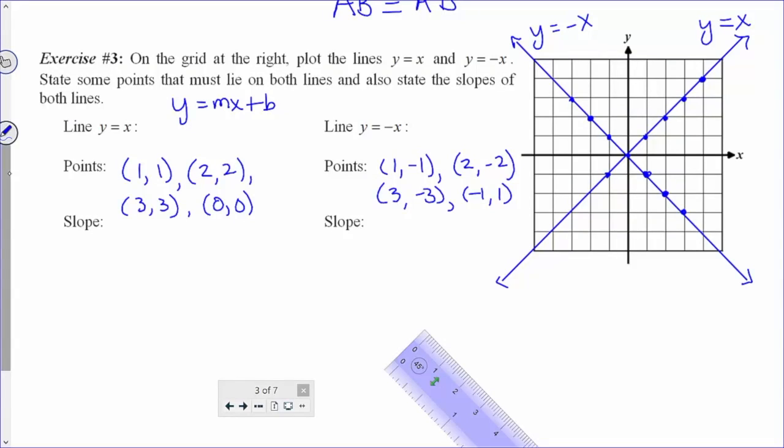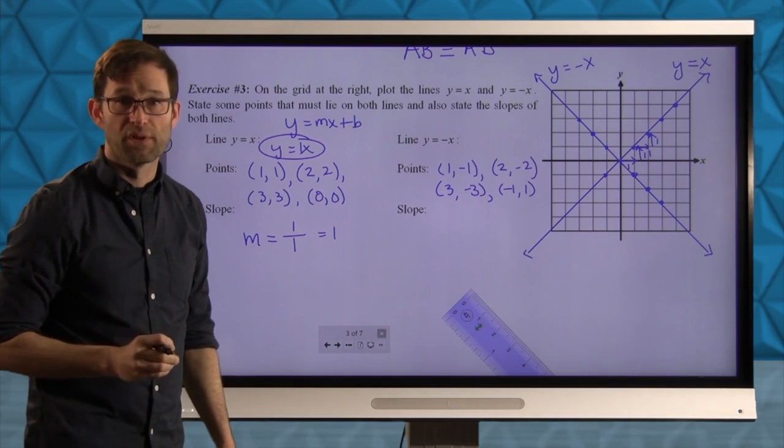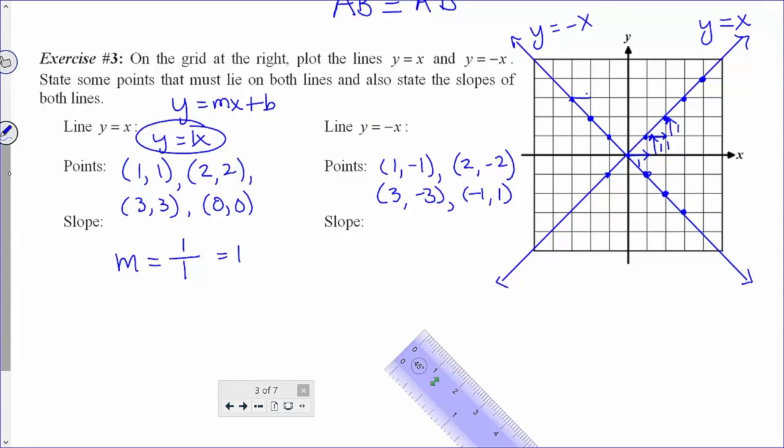Okay, but if you think about it, at least on this first line, y equals x, we have a run of 1 and a rise of 1 each time, right? So its slope is 1 over 1. Now, of course, that's just equal to 1, and therefore we can really think about this as y equals 1 times x if we want to think about it in terms of y equals mx plus b. On the other hand, y equals negative x, right? For every 1 unit that we run, we fall 1 unit, right? 1, negative 1. So we can think about its slope as being negative 1 divided by 1, or just a slope of negative 1.